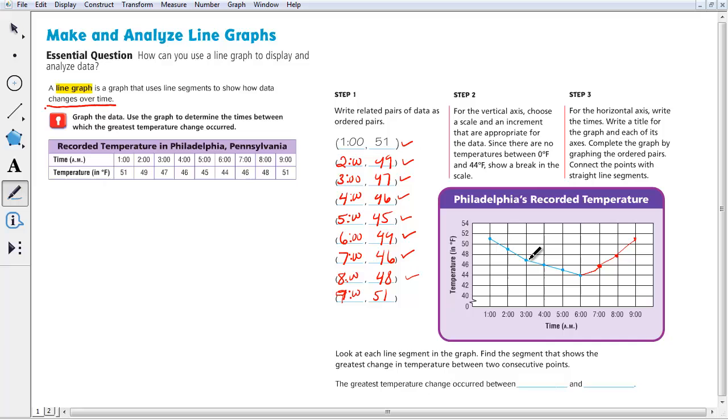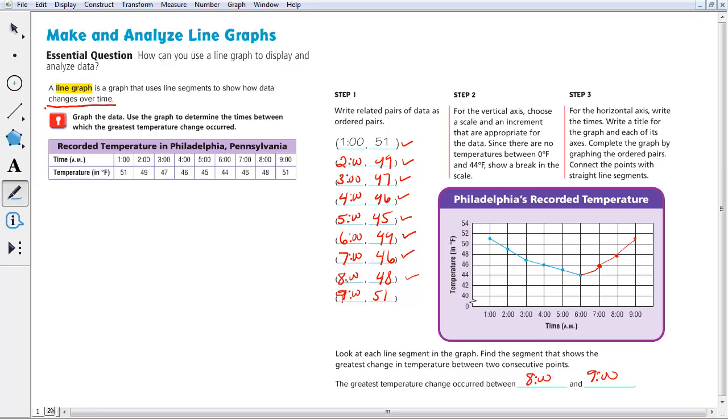Now, if you look at each one of these segments, it's changing, but it looks like the temperature between 8 o'clock and 9 o'clock is going up the most. That's the steepest line segment. That one changes the most, so I'm going to say that between 8 o'clock and 9 o'clock was the greatest change in temperature.